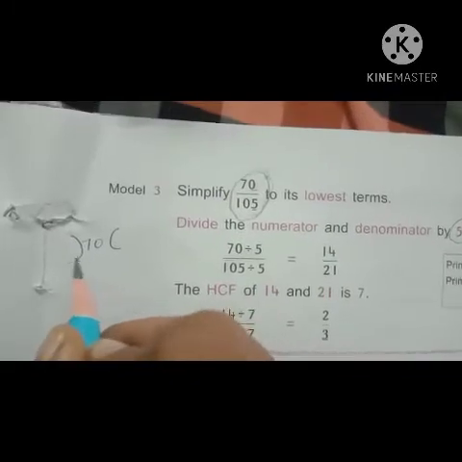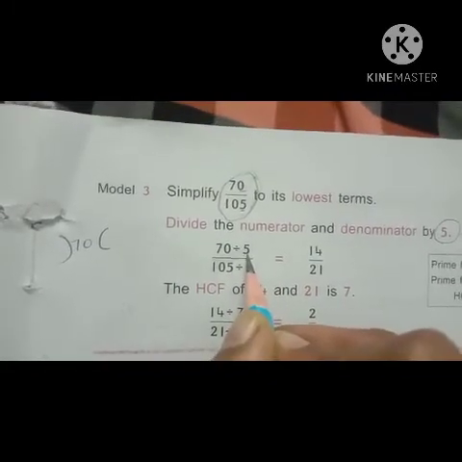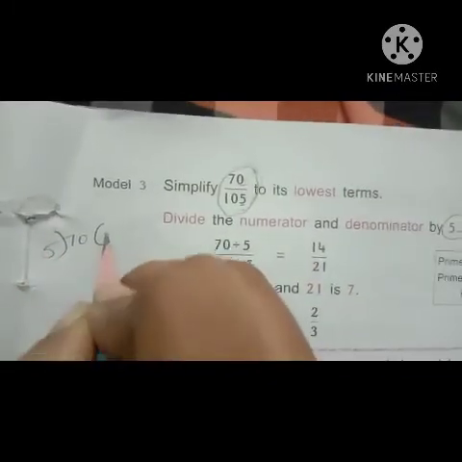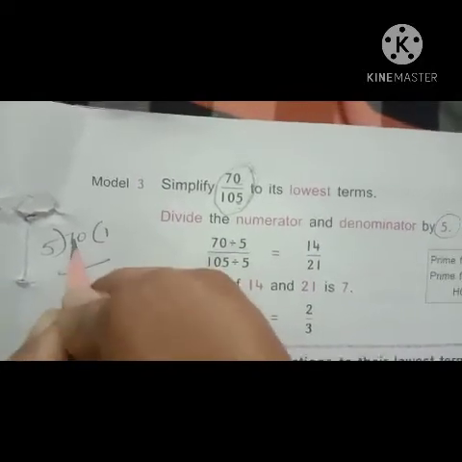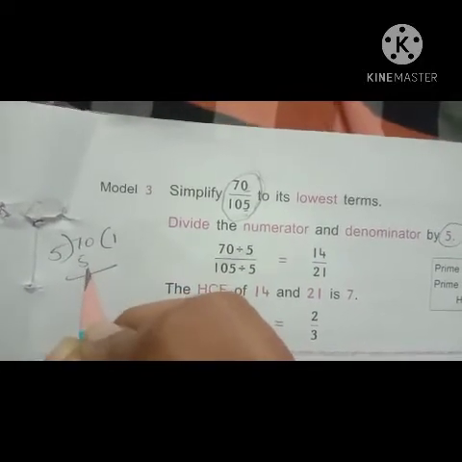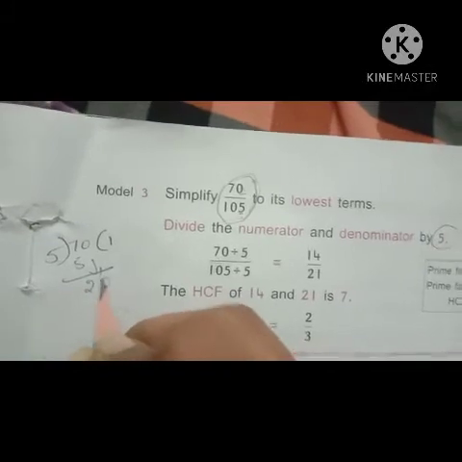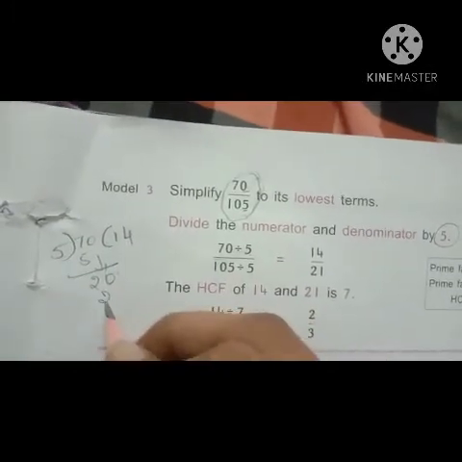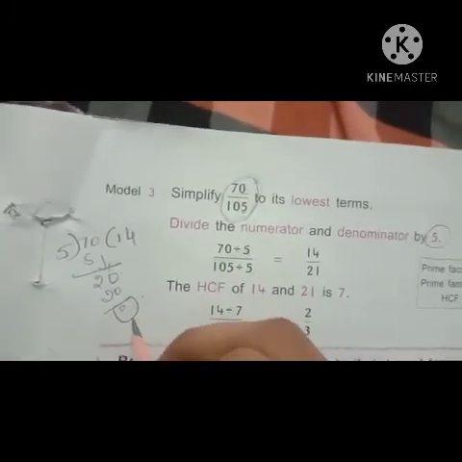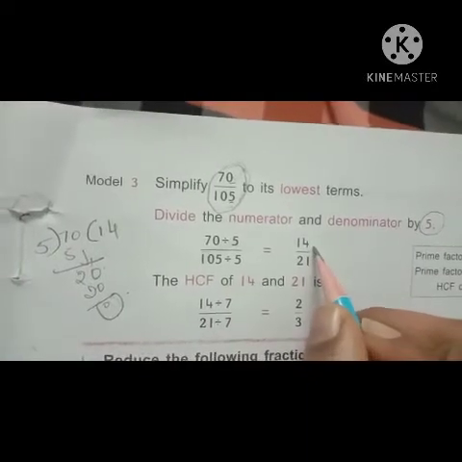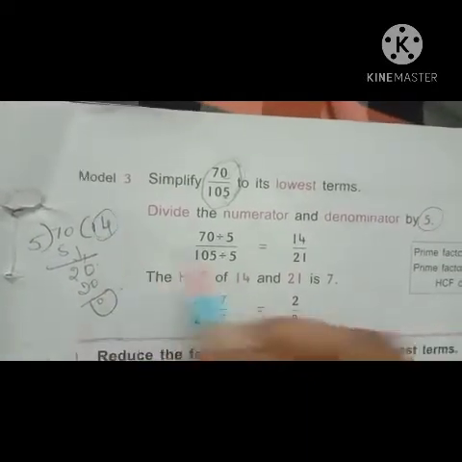See here, 70. In which table do we have to divide this number? 5. 5 ones are 5. 7 minus 5 is equal to 2. Here, 0, we have to borrow. 4 is 20. The remainder is 0. See here children, what is this number? 14. The quotient we have to write here.